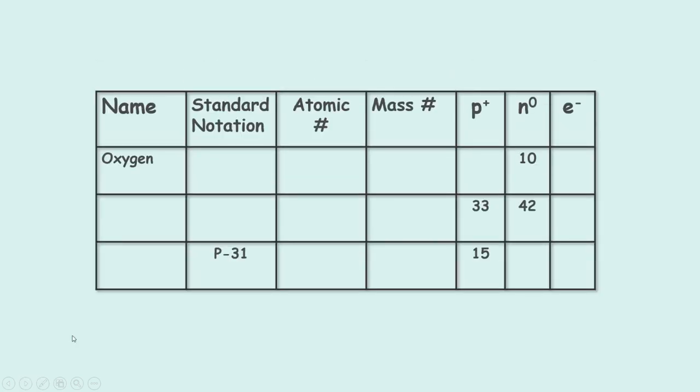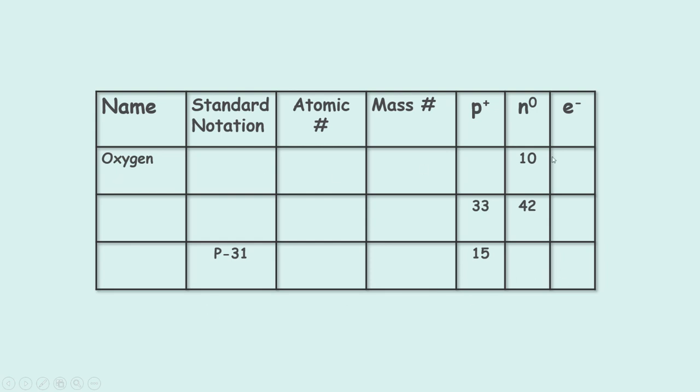Okay, so here I have a little chart. We're going to fill in about 6 or 7 different things. So we have the name. We're going to do its standard notation. We're going to write the atomic number, the mass number, and then how many protons, neutrons, and electrons we have.